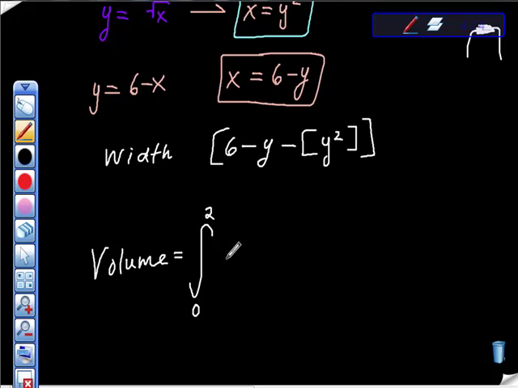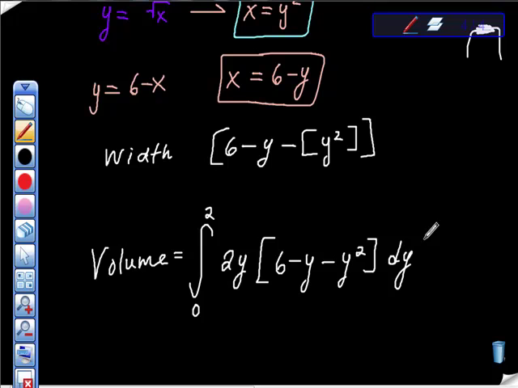Well, what's the area of a rectangle? The area of a rectangle is base times height, so it's 2y, because they gave us that the height is 2 times y, times the width, which was 6 minus y minus y squared. Really important here: if they ask for this in terms of y, everything must be in terms of y, including the variable of integration, so dy. The instructions say we don't have to evaluate the volume. We just have to come up with its expression.